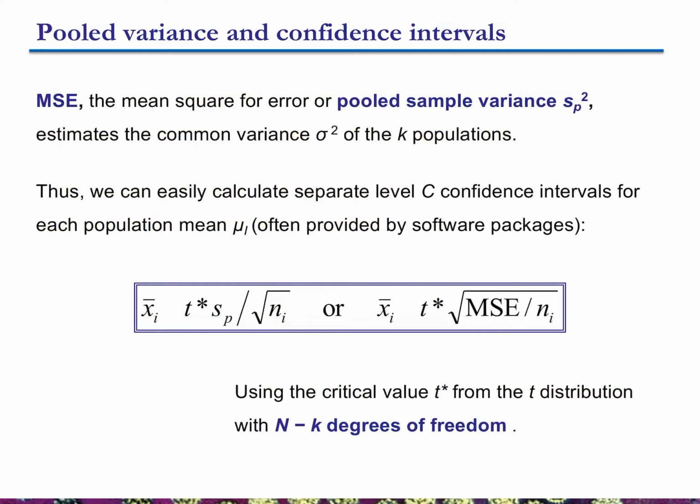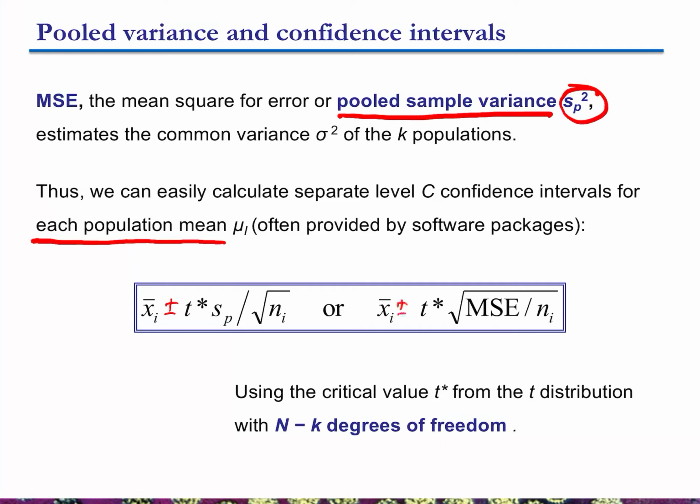All right, so we have, again, our mean square error. That is also often referred to, as I said, as the pooled sample variance, or SP squared. It estimates, again, the common variance within our populations, within our samples. This is our denominator in the calculation of F. So we're going to calculate a confidence interval for each of our sample means, and so in effect, we're calculating confidence intervals for each of our population means. And the way that we do that is shown below.